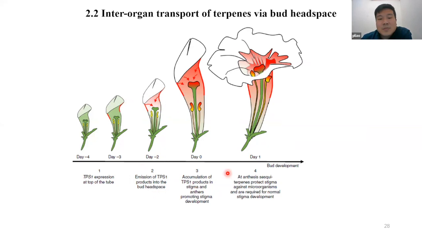Then one day after, the accumulation of TPS products in the stigma and the anthers promotes stigma development. And then one day later, at anthesis, sesquiterpenes protect the stigma against microorganisms and are required for normal stigma development. You see, this is something interesting. The results show that in this system, sesquiterpenes are originally derived from the tube, then emitted, go to the stigma, and affect the behavior of the stigma. I just show some representative results here.